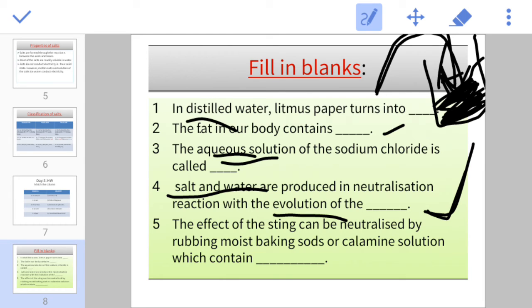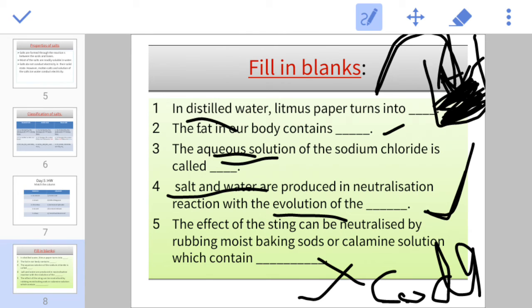The effect of acetylene can be neutralized by rubbing moist baking soda or a calamine solution which contains, you have to write here the name of the base, which base is present in the baking soda. It's soda, SODA, spelling mistake is here. Or calamine solution, which contains which base, you have to write here.